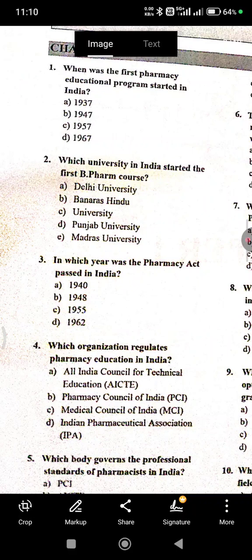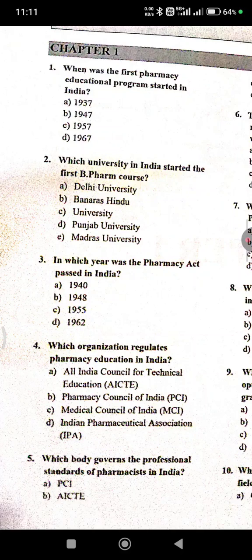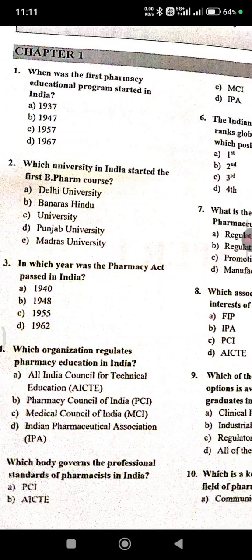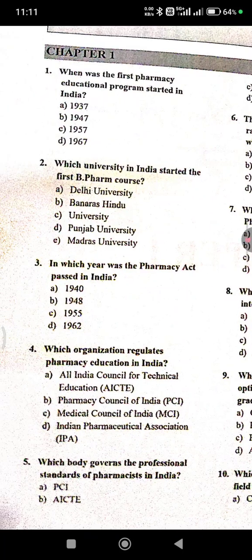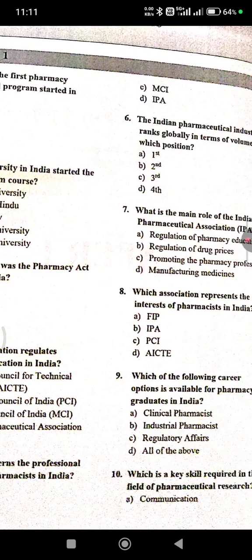Which body governs the professional standards of pharmacists in India? Option A, PCI; option B, AICTE; option C, MCI, Medical Council of India; option D, Indian Pharmaceutical Association. The answer of this question 5 is option A, that is PCI, Pharmacy Council of India.